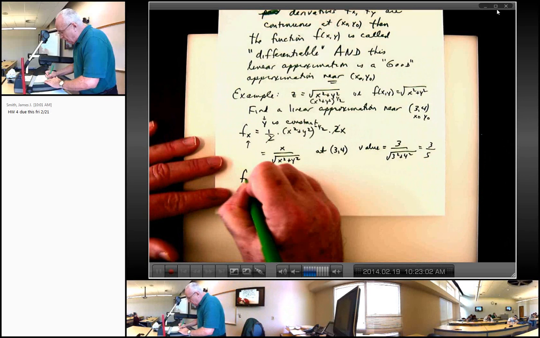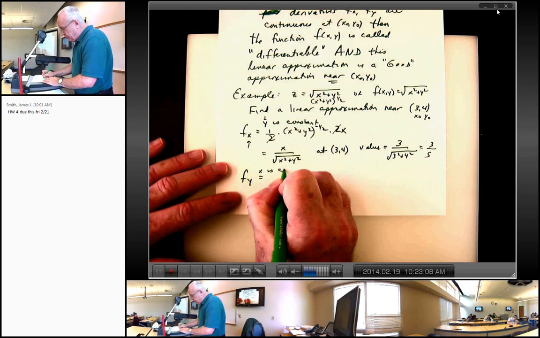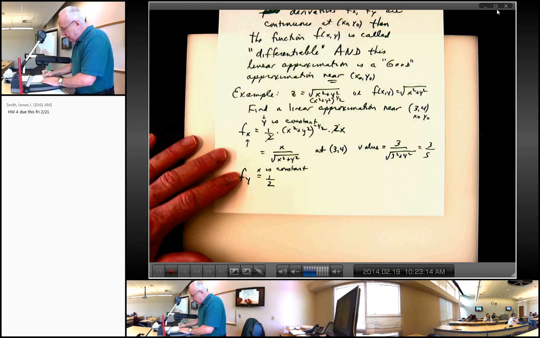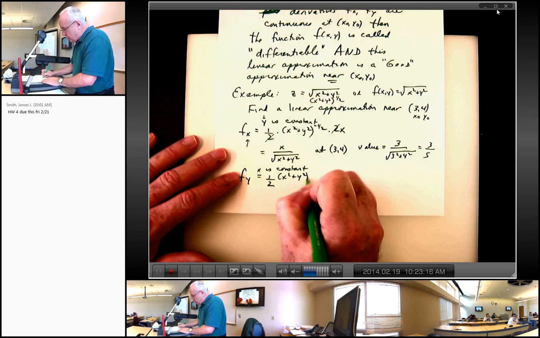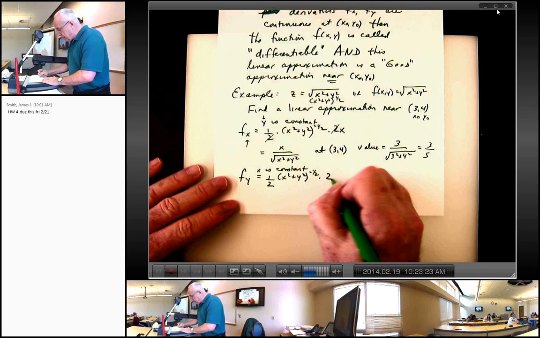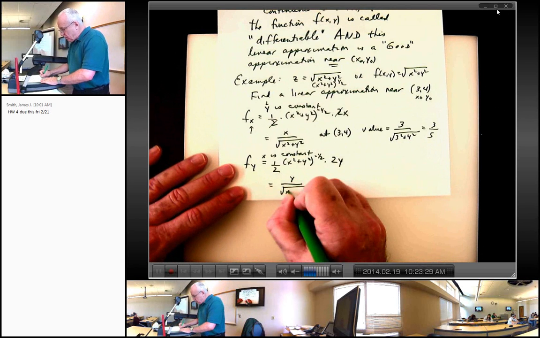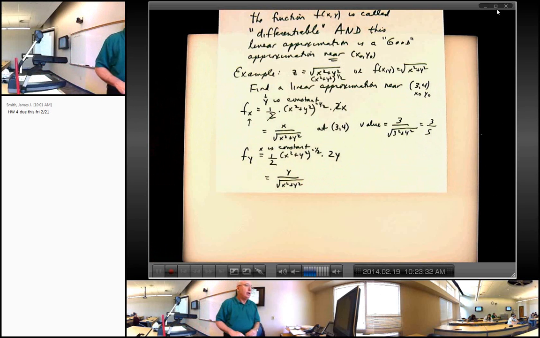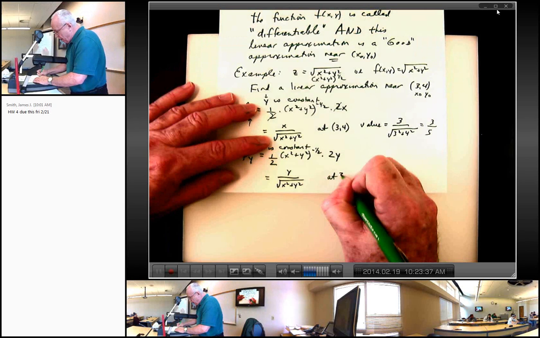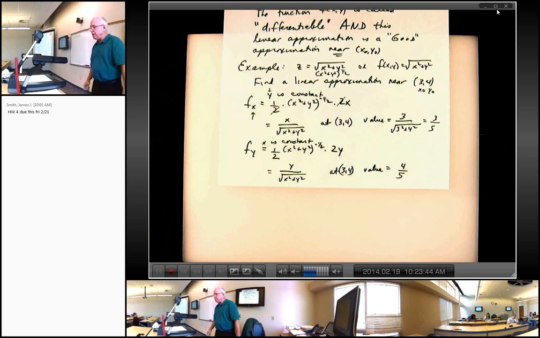Now when we get fy, we go through a very similar process. Here x is constant. And we're going to again use the chain rule. We're going to get 1/2 (x squared plus y squared) to the -1/2 power. But this time, when we do the derivative of the inside, we get 2 times y. So this simplifies now to y over the square root of x squared plus y squared. And then we find its value at (3, 4). We're going to find that its value is 4/5, because the y value is 4.